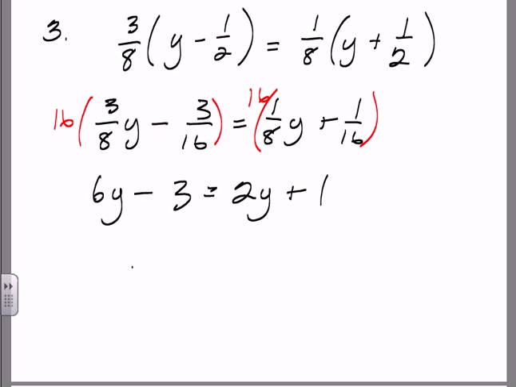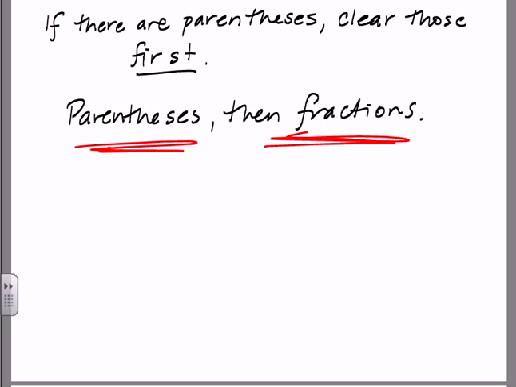Subtract 2y from both sides. 4y minus 3 equals 1. Add 3 to both sides. 4y equals 4. Divide by 4. y equals 1. So please remember, if you have parentheses, you have to clear those first.